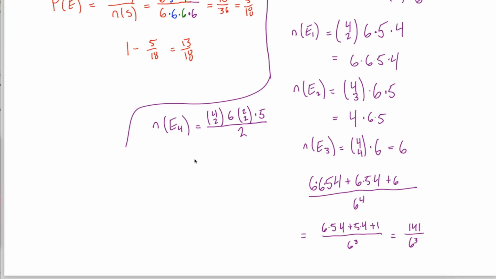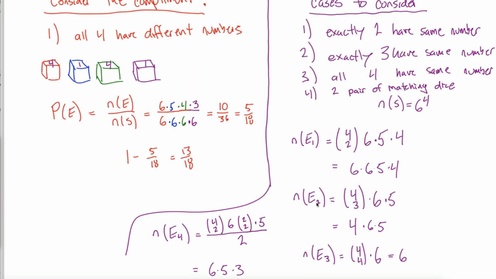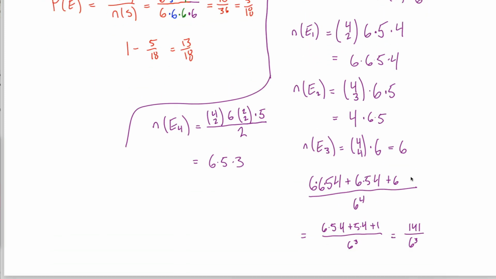Now I think this thing will work out. Let's see, 4 choose 2 is 6. 2 choose 2 is 1, so I don't even need to write it. This 6 divided by this 2 is 3. So I get 6 times 5 times 3 as the cardinality of the event space, the number of ways I can have 2 pair of matching dice. I can just kind of cheat and tack that on to my numerator here, pretending that I knew all along that there were 4 cases, not 3 cases to consider.